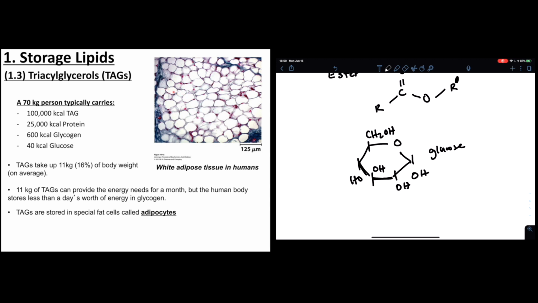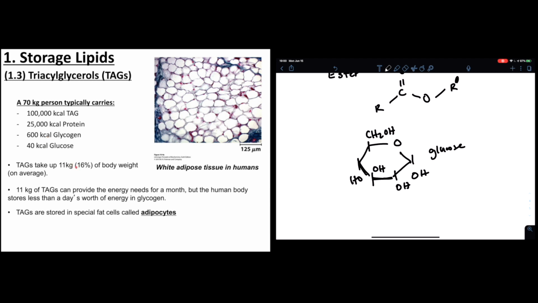All these TAGs are just bunched up and grouped up in there, and they congregate in adipose tissue. And so a typical 70 kilogram person carries anywhere from around 100,000 kilocalories of TAG, 25,000 kilocalories of protein, 600 kilocalories of glycogen, and 40 kilocalories of glucose. Now, don't memorize these numbers, but you can see the large majority of your kilocalories in a 70 kilogram person is occupied by TAGs. Okay.